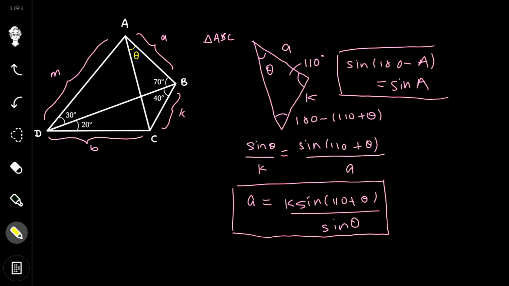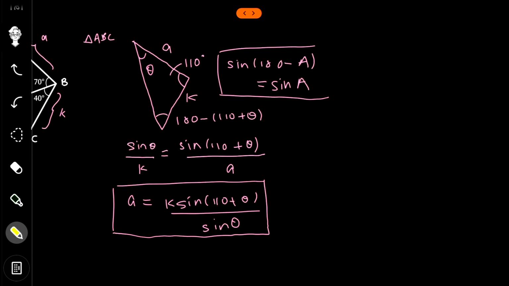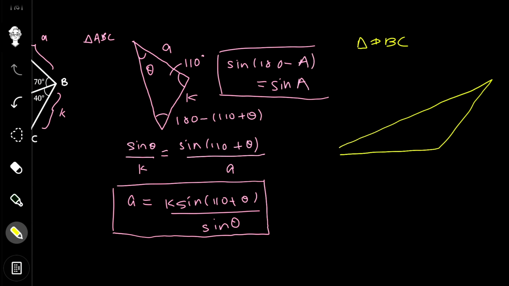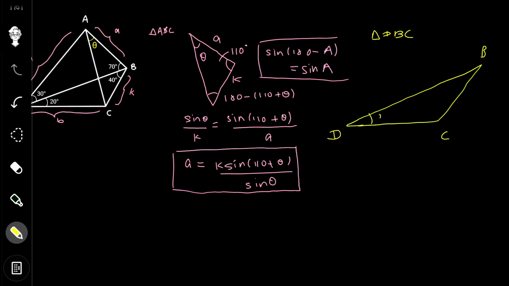Now let us take the second triangle, that is the triangle DBC. Let me draw it outside the diagram. So the triangle is DBC, and it is like this, this and this. Here is the point D, the point B, the point C. Now the angle at point D is 20 degrees. The angle at the point B is 40 degrees. The length of this particular side is equal to B, and the length of this particular side we have taken as a variable K. Now I will apply the sine rule in this triangle.